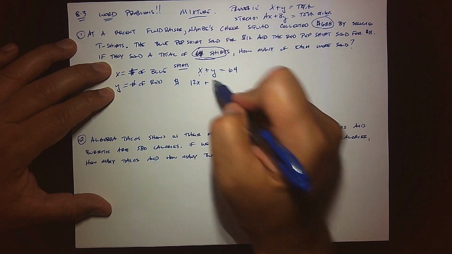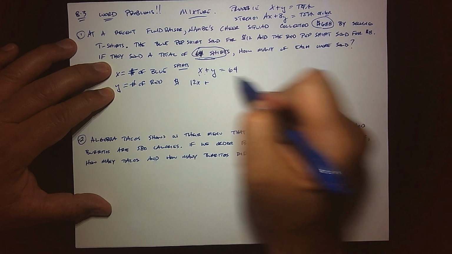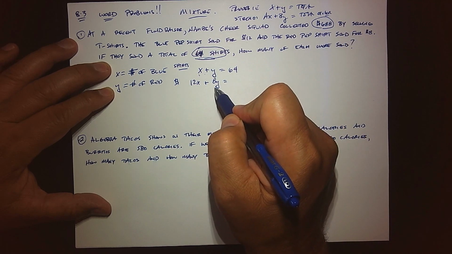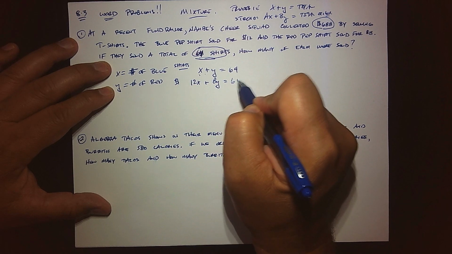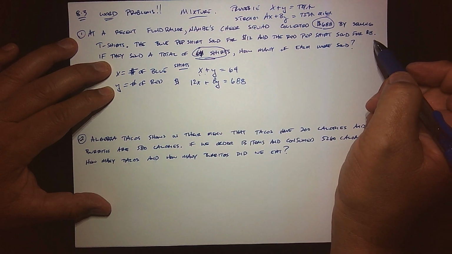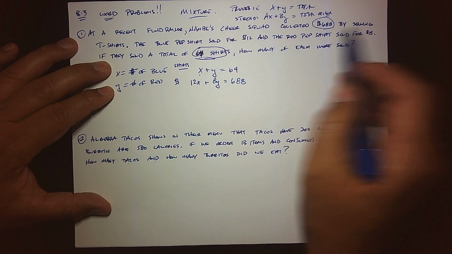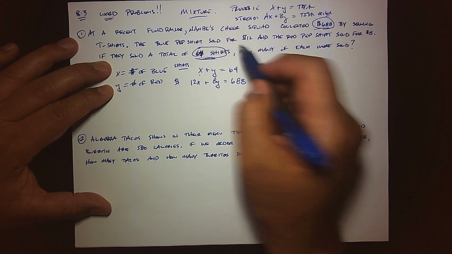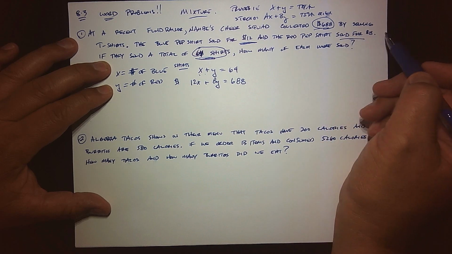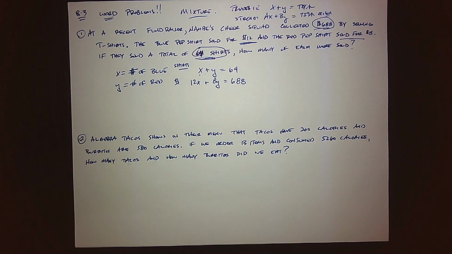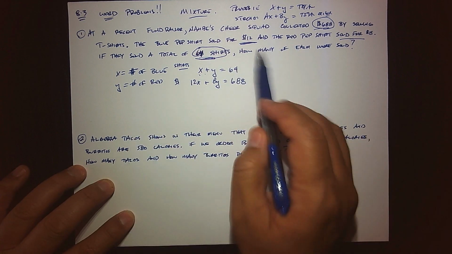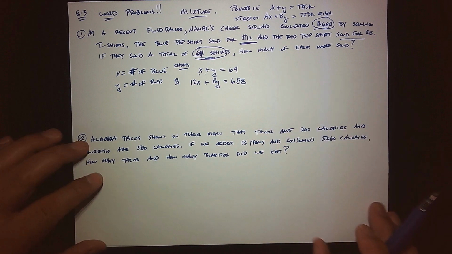We're going to add to that, well, each red shirt was $8. So 8y represents the money coming from the red shirts. Of course, how much total money did they fundraise? $688. So notice everything in the word problem is accounted for. We've handled the totals, the rates, if you would, $12 per blue shirt, $8 per red shirt, and we have our two unknowns, we have our two equations, everything's accounted for. So that would be our setup for that problem.